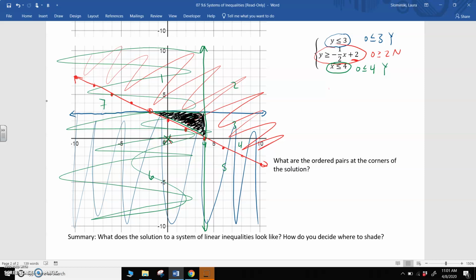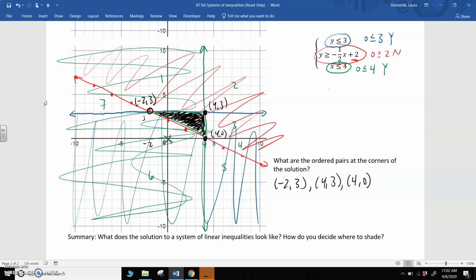Now it does say what are the ordered pairs at the corners of the solution. So since this triangle is my solution, this ordered pair is one of them. That was at -2, 3. So -2, 3 is one of my points of intersection. This will become important tomorrow. This ordered pair is another corner of that triangle. It's at 4, 3. So that's a second one. And finally, 4, 0 was the third point of intersection that created that triangle.